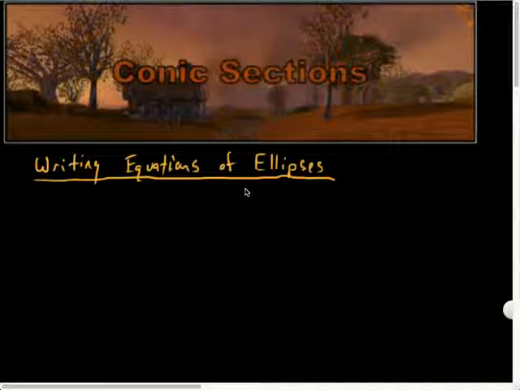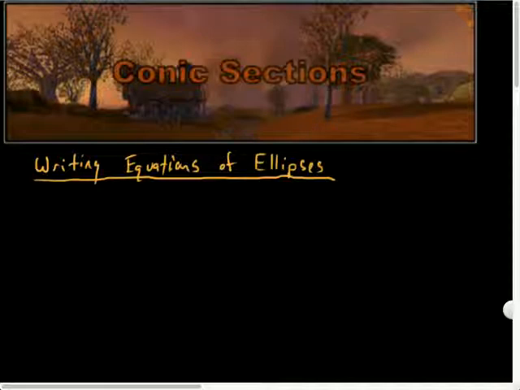Greetings and welcome. We're talking today about writing equations of ellipses. We know how to write them in standard form. When they're given to us, we can find the value of A, the length of the semi-major axis, B, the length of the semi-minor axis. You guys can find the foci, the center, all sorts of wonderful stuff. You could even look at the equation in standard form and determine immediately whether it is a horizontally or vertically oriented ellipse.